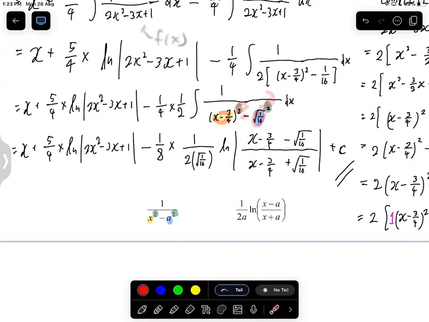Alternative method is a square minus b square. Is that a formula you remember for a square minus b square? A square plus b square. A square minus b square becomes? A plus b, a minus b. So once you have factors, what can you do? Partial fractions, right?